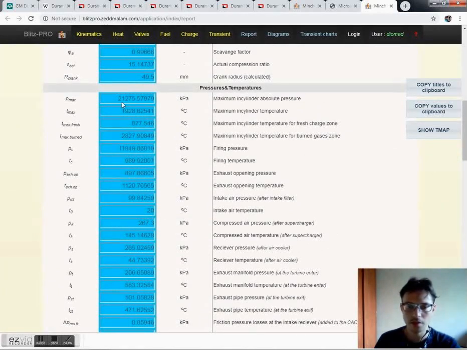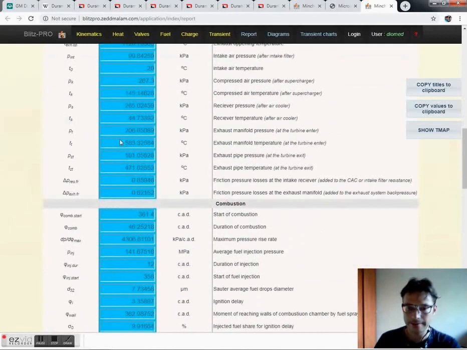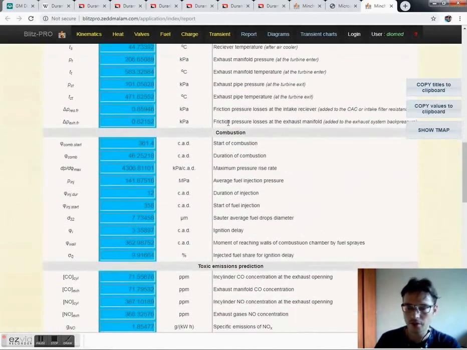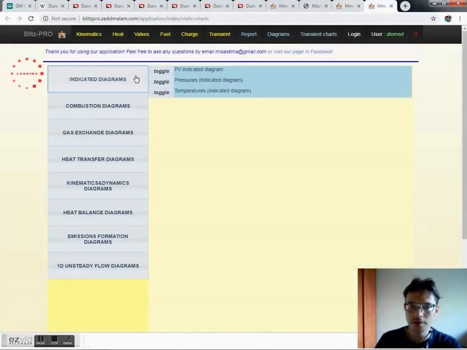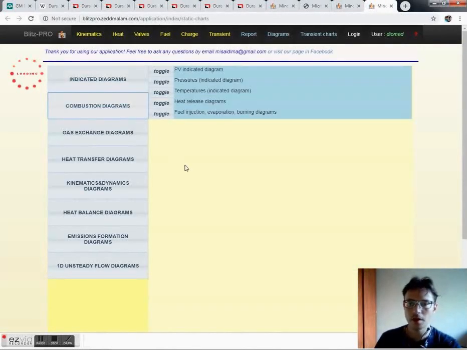And let's also see some results of combustion simulation. The maximum pressure rise is enormous, it's too big. The engine works with some knocking, so it is dangerous for it. The average fuel injection pressure, as you can see, is 140 megapascals. So we have some problems. Let's look at the diagrams, indicated diagram and combustion diagram, particularly.